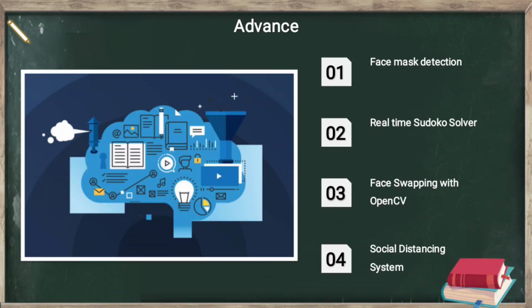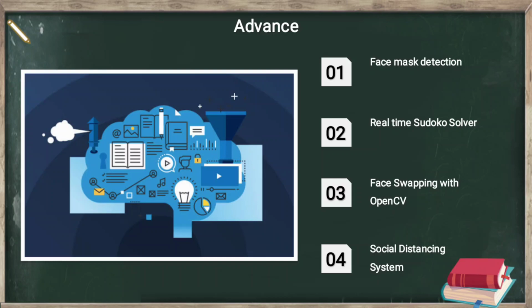I have listed these four very beautiful projects: first, face mask detection, which is very trending nowadays. Second is a real-time Sudoku solver. Third is face swapping with OpenCV, and fourth is a social distancing system. Let me describe these projects one by one.